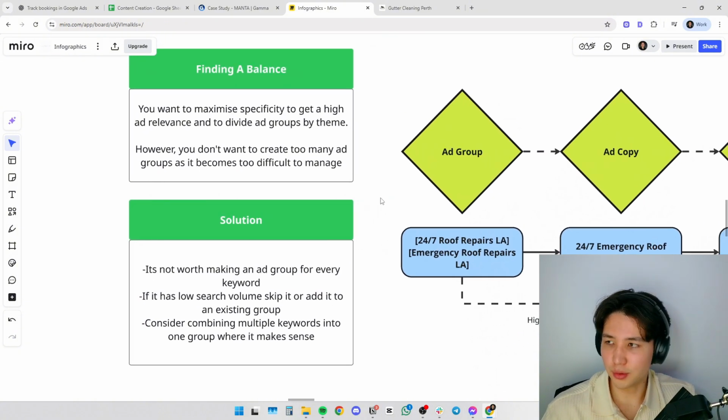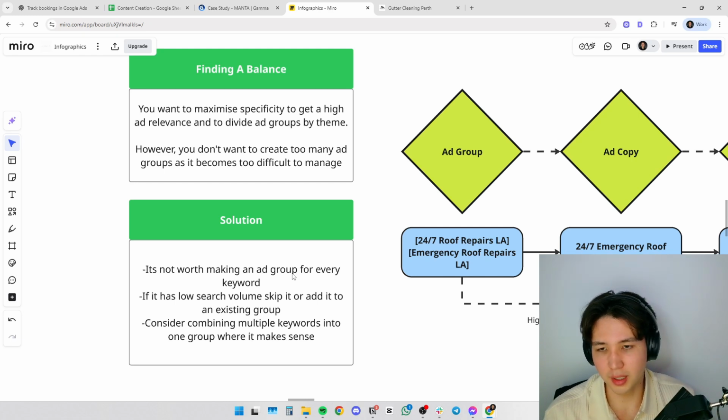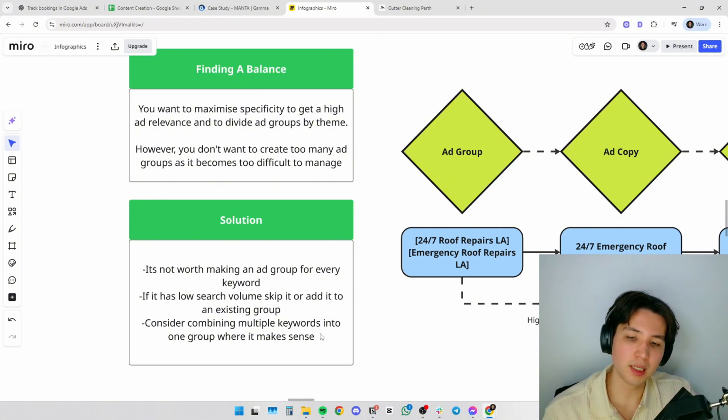So the solution is it's not worth making an ad group for every keyword, right? You don't want to make a single keyword ad group, or a SKAG for short, for every keyword that you're looking for. If it has low search volume, chances are you could probably skip it, or you can just add it to an existing group, right? You don't have to create a dedicated ad group for it.